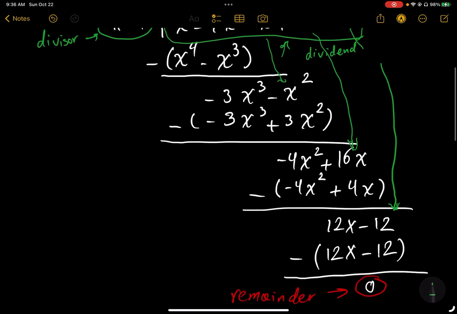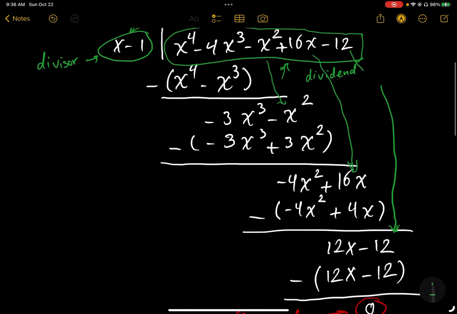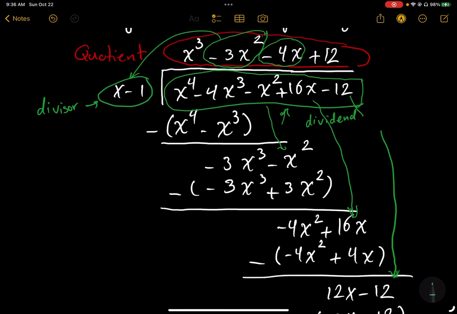Now we can do exactly the same procedure if we use synthetic division, but it's going to be much quicker and much easier to do, because instead of carrying all these x cubed and x to the fourth, we're only going to carry the coefficients. The problem is we cannot always use synthetic division.